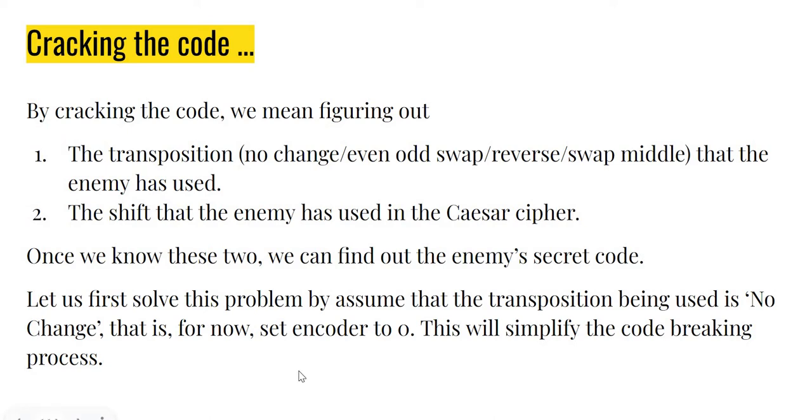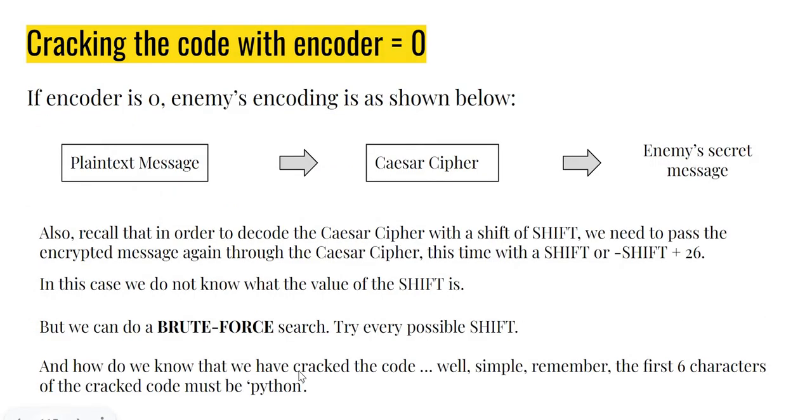Now, what happens when the encoder has been set to 0, which means the plain text is going through the transposition stage with no change? I'm left with a simpler problem because I have a plain text going through a Caesar cipher, and then I'm observing the enemy's secret message. So all I have to do is figure out what kind of shift was used in the Caesar cipher. Since I do not know what this shift was, one approach I have in front of me is to just brute force try every possible shift.